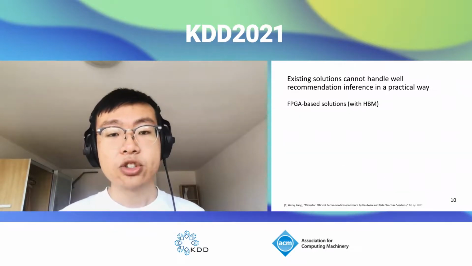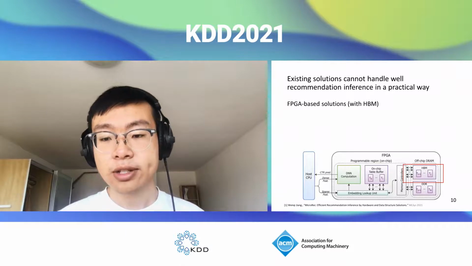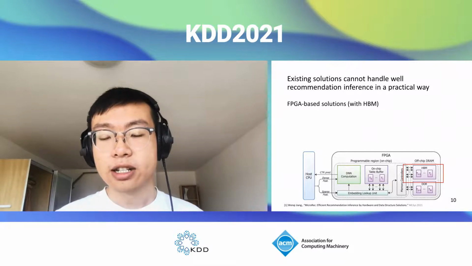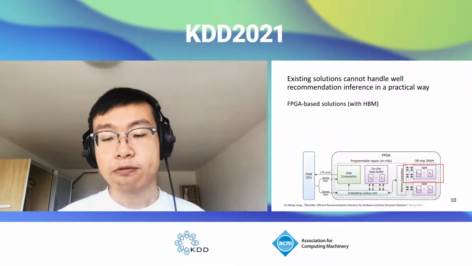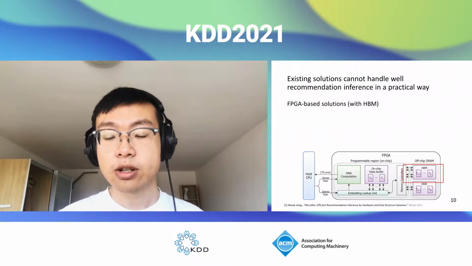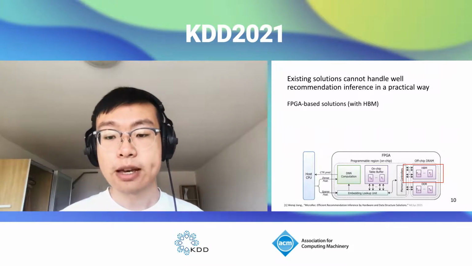Another solution is FPGA-based. I picked one of those solutions here. It is equipped with high bandwidth memory. As in the figure, there are some HBM channels, and HBM is basically highly concurrent DRAM. In this case, there are 32 HBM banks that can be accessed concurrently and individually. So let's say if we have 100 embedding tables and there are 32 HBM banks, then we can split those tables across the individual banks. And for each bank, we only need to access them 3 or 4 times. So it's pretty efficient in terms of embedding table lookup.